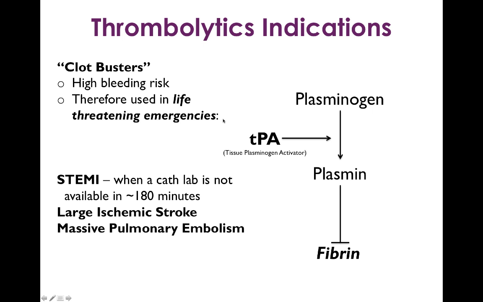So the three emergencies that come to mind are in an ST elevation MI. It's a very good therapy for that, but what has superseded it is immediate percutaneous intervention. So when a cath lab is not available within, say, 180 minutes of patient presentation, it's often used in the right patients with ST elevation MI. Patients with a large ischemic stroke, provided that they don't have a head bleed, so ischemic stroke, and a massive pulmonary embolism, which leads to circulatory collapse. These are probably the three major indications for thrombolytics.